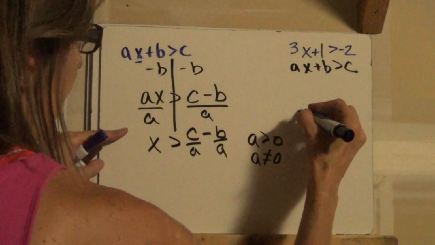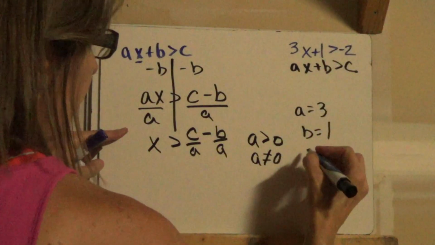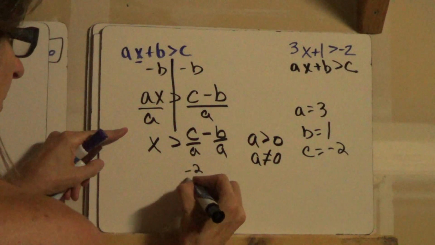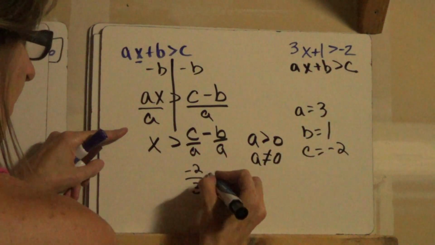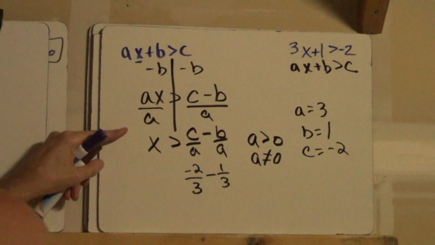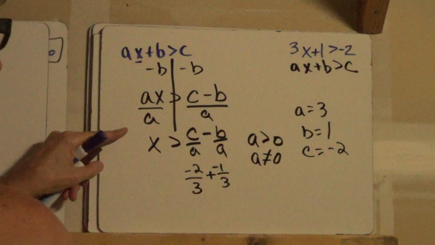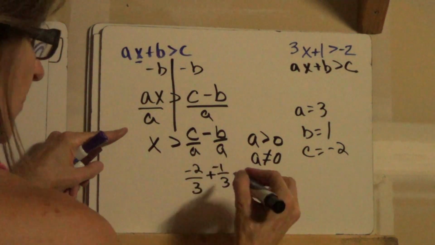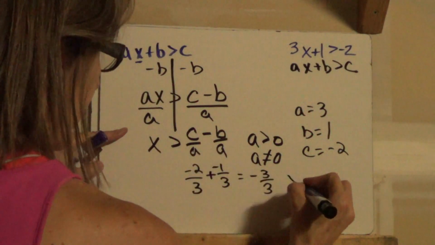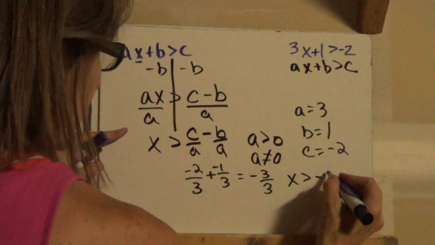We see that a is equal to 3, b is equal to 1, c is equal to negative 2. And we plug those in here. Negative 2 over 3 minus 1 over 3. Make that a plus and that a minus. Negative 2/3 plus a negative 1/3 would be negative 3/3. Or in other words, x is greater than negative 1.